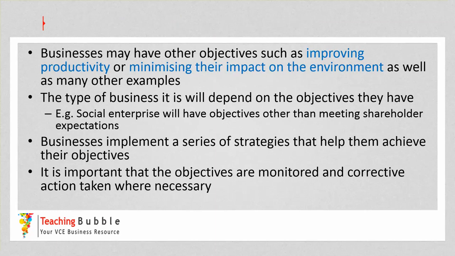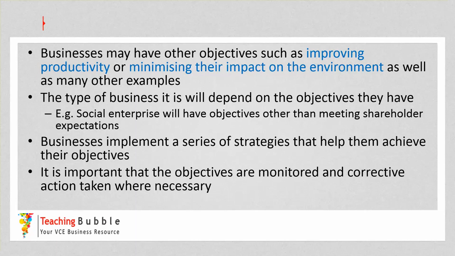Now, businesses have many other objectives, such as improving productivity, minimizing the impact on the environment, and many other examples that you may go through in class. The type of business will depend on the objectives they have. So, for example, earlier we looked at a social enterprise. They'll have objectives other than meeting shareholder expectations, fulfilling that real social need. That's where their real strong objectives are. Whereas companies, especially public companies, will be trying to increase shareholder value. So they can change depending on the type of business that they have.